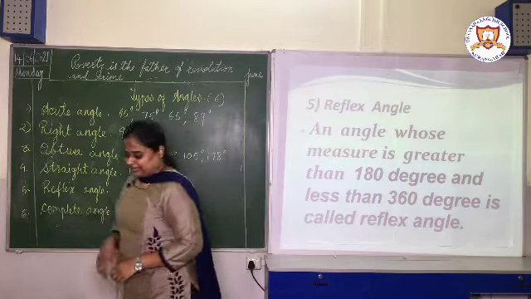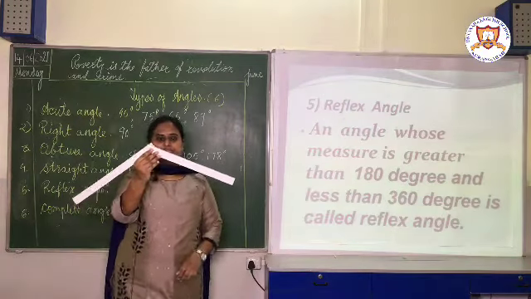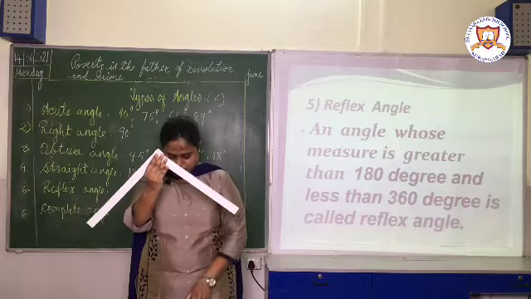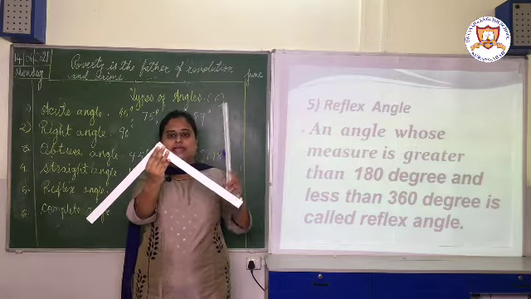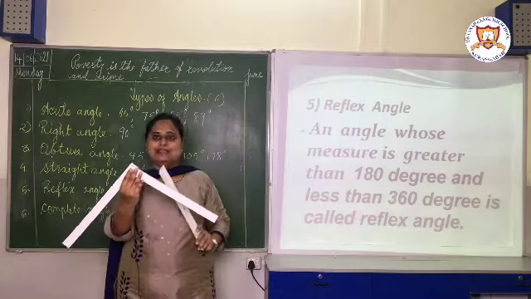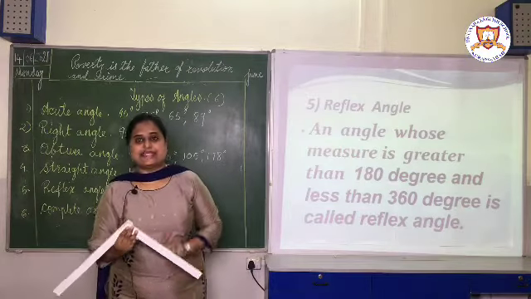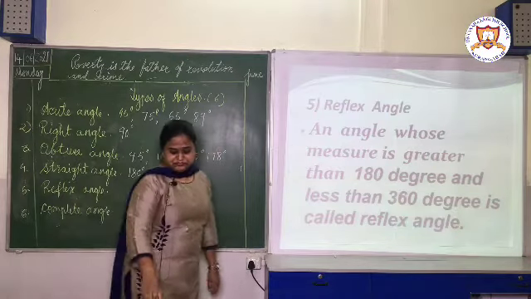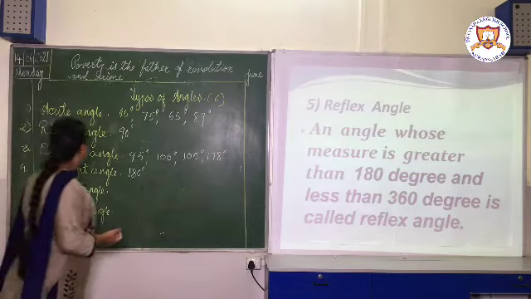Okay, so I'll show you practically. Okay, see this. Now if I hold this angle in such a way, you can see the outer angle. Okay, this outer angle is a reflex angle, correct? So the angle whose measure is greater than 180 degrees but less than 360 degrees, that angle is called a reflex angle. Okay, this is the example of a reflex angle. Now in our day-to-day life also we can see the reflex angle. So what is the reflex angle's measure?